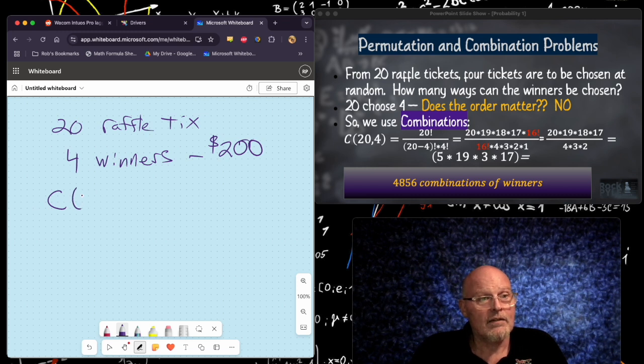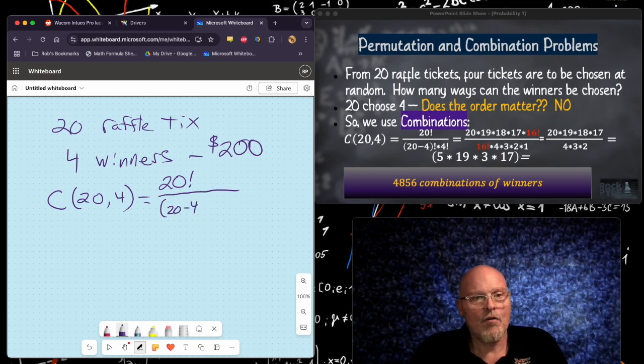And our combination function is we have a total of 20, and we're going to choose 4 of them. So how am I going to do that? I'm going to do 20 factorial divided by 20 minus 4 factorial, also multiplied in the denominator by 4 factorial. All right, so now I'm going to do this, and I know that this 20 minus 4 is going to become 16.